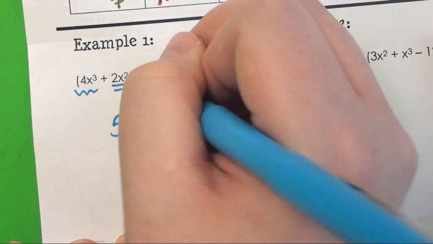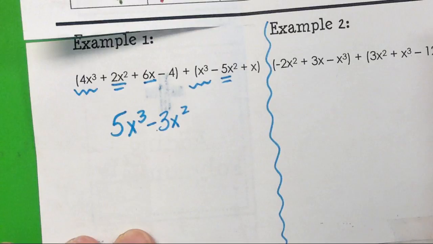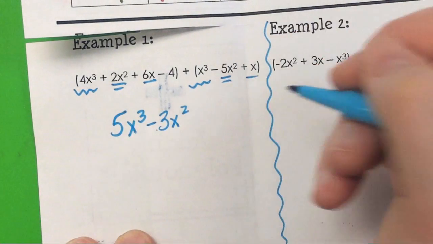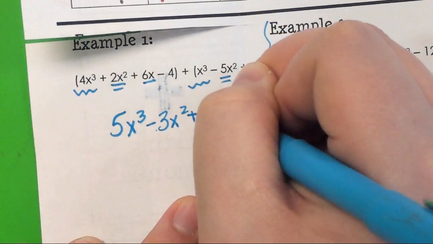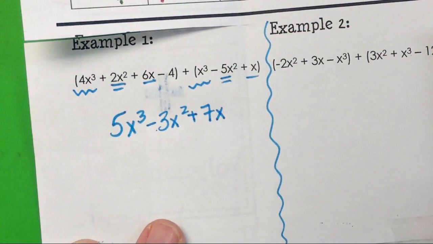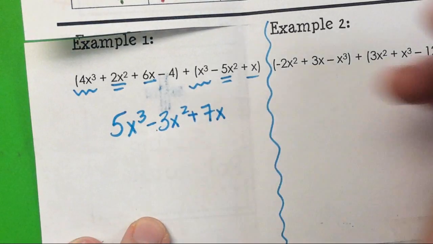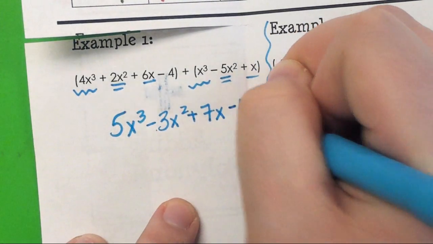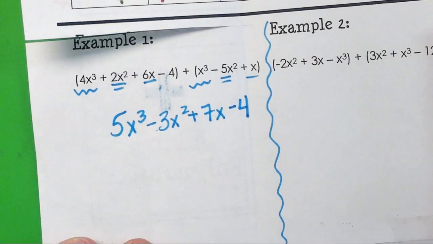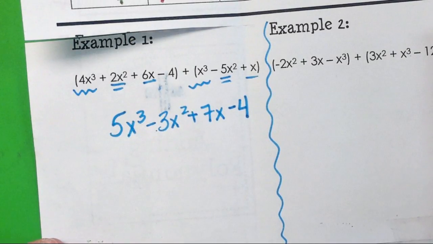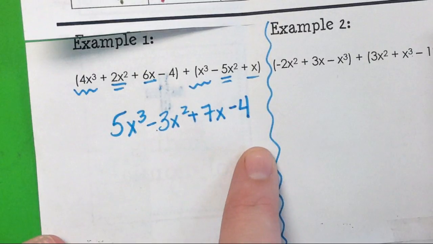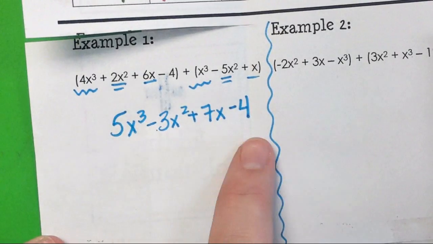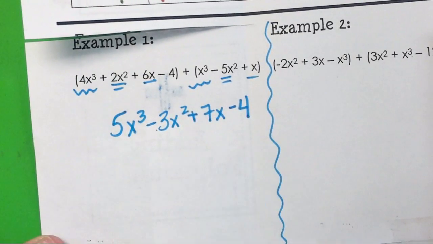Does 6x have a friend? Who's his friend? And when we add those, what do we get? Does negative 4 have a friend? Does he disappear? And I just stop right here? No, he still comes along for the ride. He just has no one to combine with. That is our final answer. And we like it in this order from highest exponent to lowest. It's easy to read. 3, 2, 1 has no x. So 3, 2, 1, 0. Nice to read.